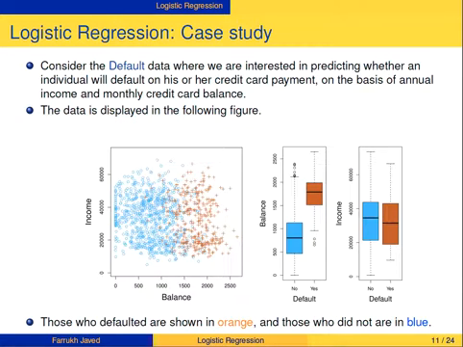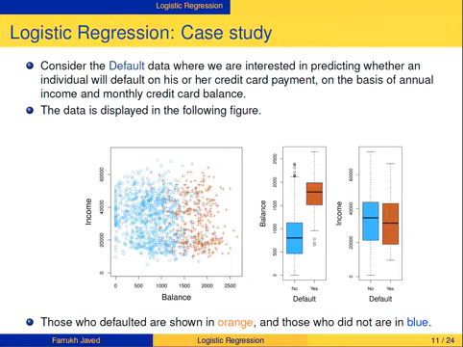Now let's study the topic in a more applied manner. Let's have a case study and see how logistic regression can be used, and what else we can conclude or extract from this data using logistic regression. So consider the default data. By default, I mean bank default, where we are interested in predicting whether an individual will default on his or her credit card payment on the basis of annual income and monthly credit card balance.